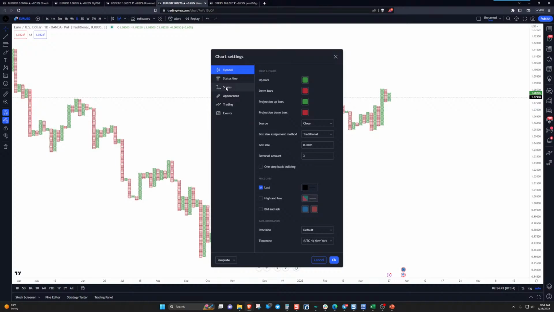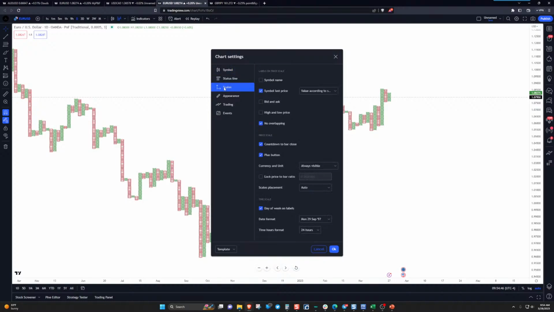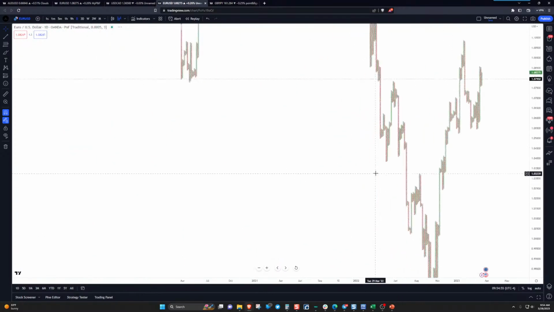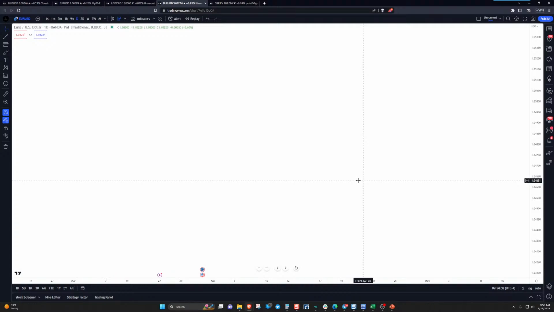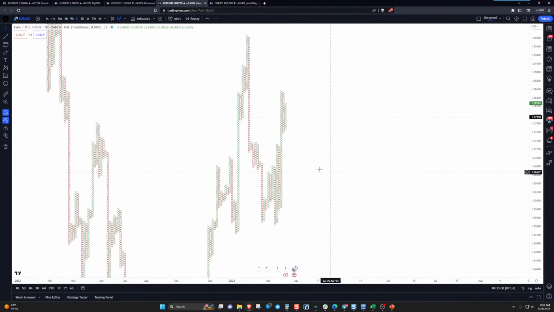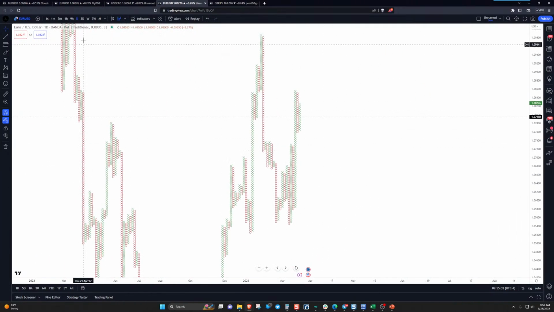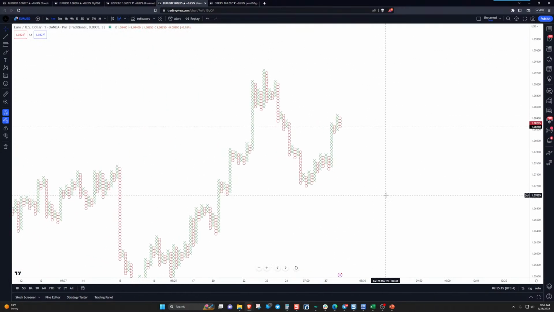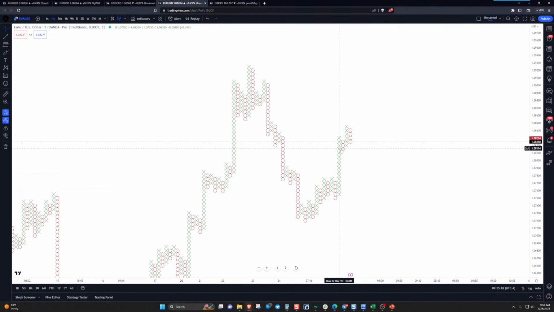Then we want to go to scales. And you'll see down here is the lock price to bar ratio. We want to check that, and we want to make that 5 pips as well. Because then what happens is we can zoom out and zoom in, and we're not all over the place. And then we want to get off the daily and go to the 1 minute chart, or you can go to the 1 second if you have it, but the 1 minute chart, and that should be that.